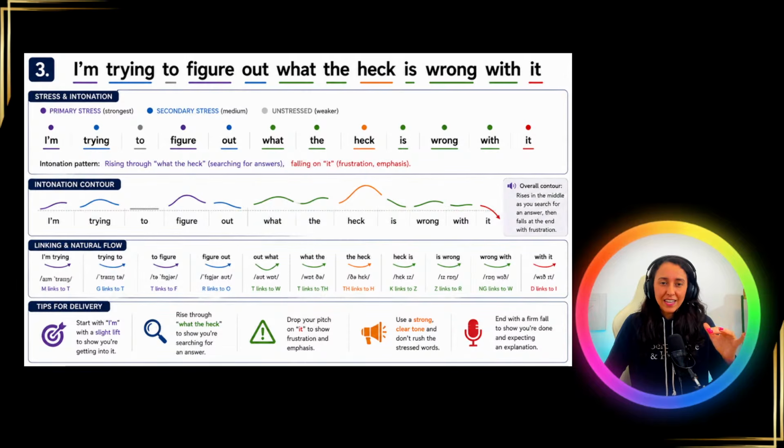Very fast, okay? Let's take a look at the possible linking opportunities here. I'm trying to figure out, trying to. Priscilla, can I say two? It's possible, it has two possible sounds, but here the speaker is using the schwa, to. I'm trying to figure out what the heck is wrong with it.